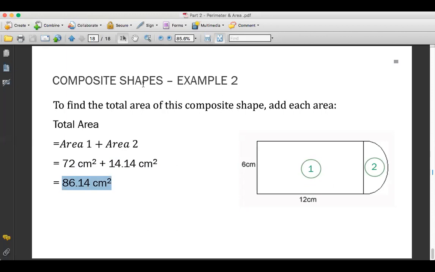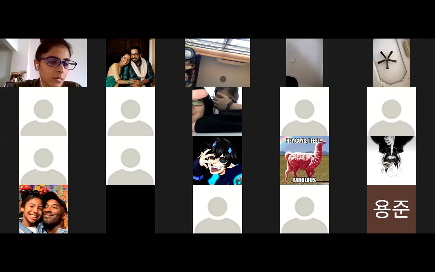And then this is where I gave you 2 worksheets for maths. Okay, wait, let me try to show it. Stop share. 1 second.